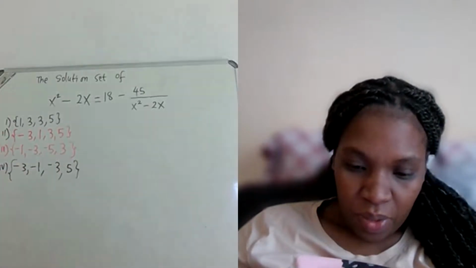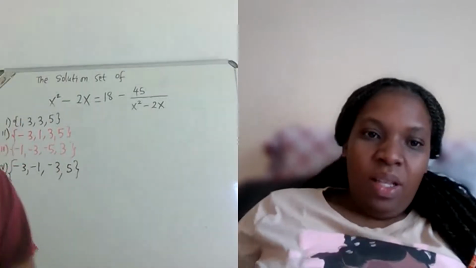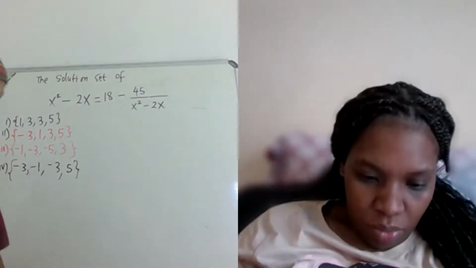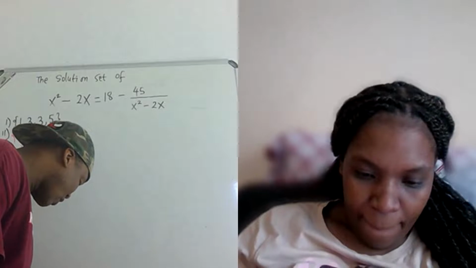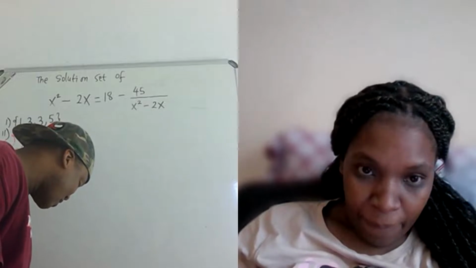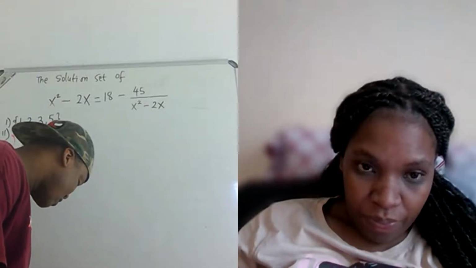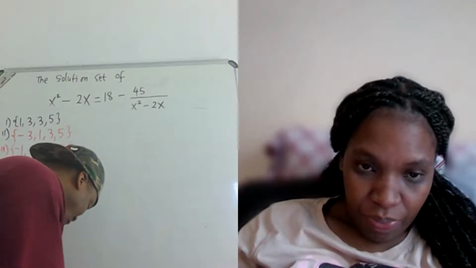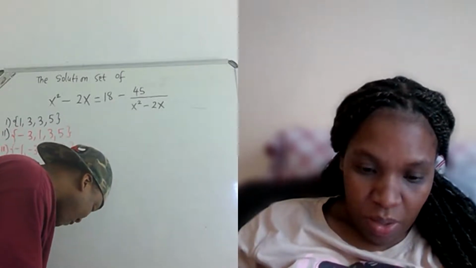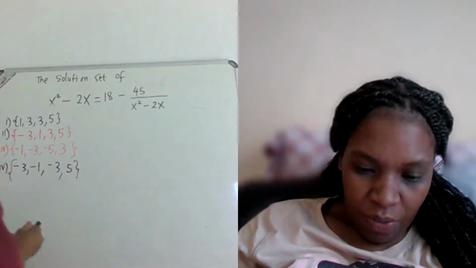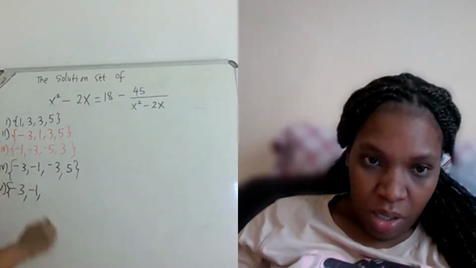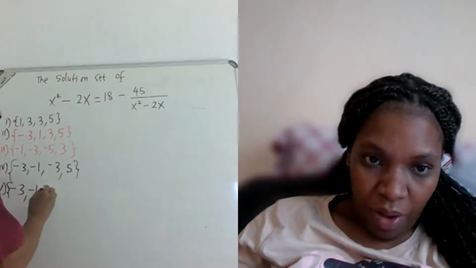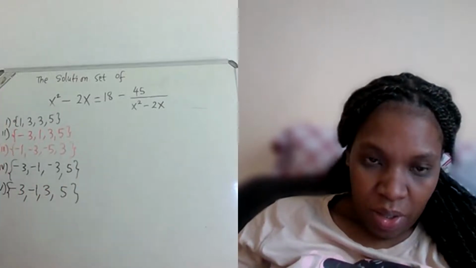So if you want to find the solution set, what do you do? Then there's a fifth one: -3, -1, 3 and 5. So what we're going to do, look, the easy way, because they give you options, take these values, substitute into the left hand side and right hand side.